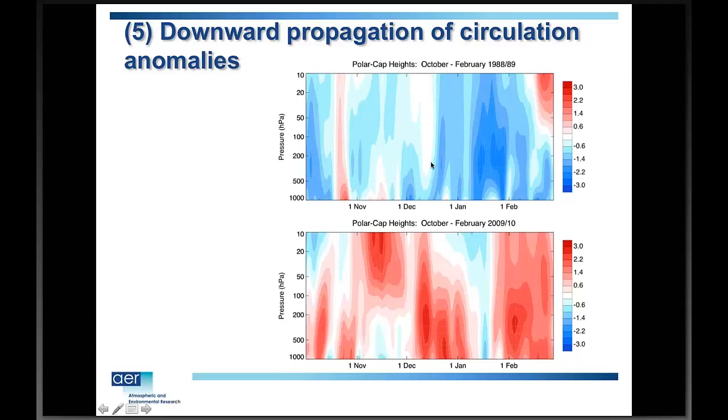So again, in 1989, back in the fall, you had low pressure dominating the high latitudes, right? And then you had this strong polar vortex here, low heights, and then that propagates down in the winter season. And in contrast, in 2009-10, you had the increasing snow cover, rapid advance of snow cover.